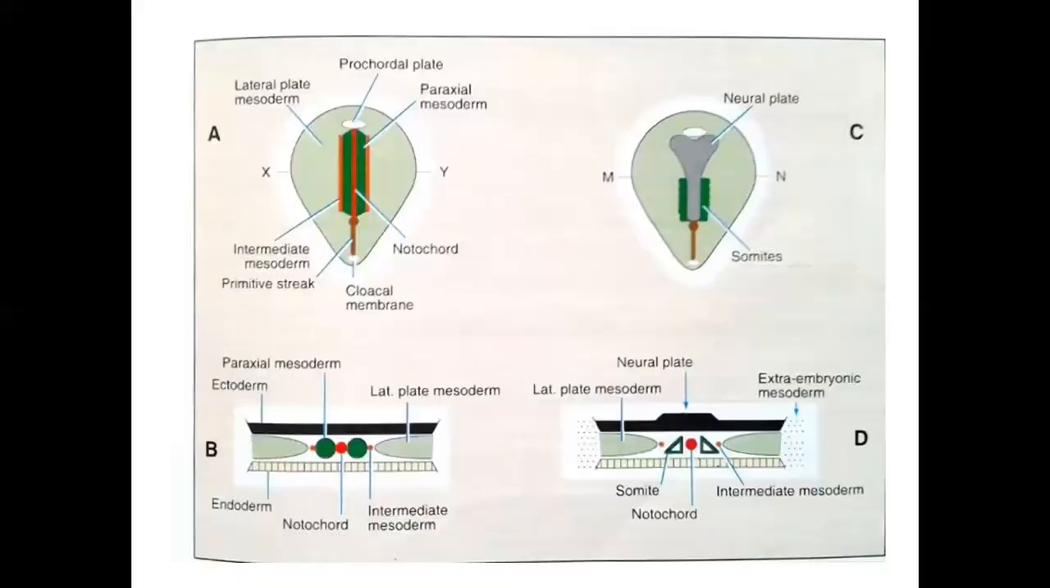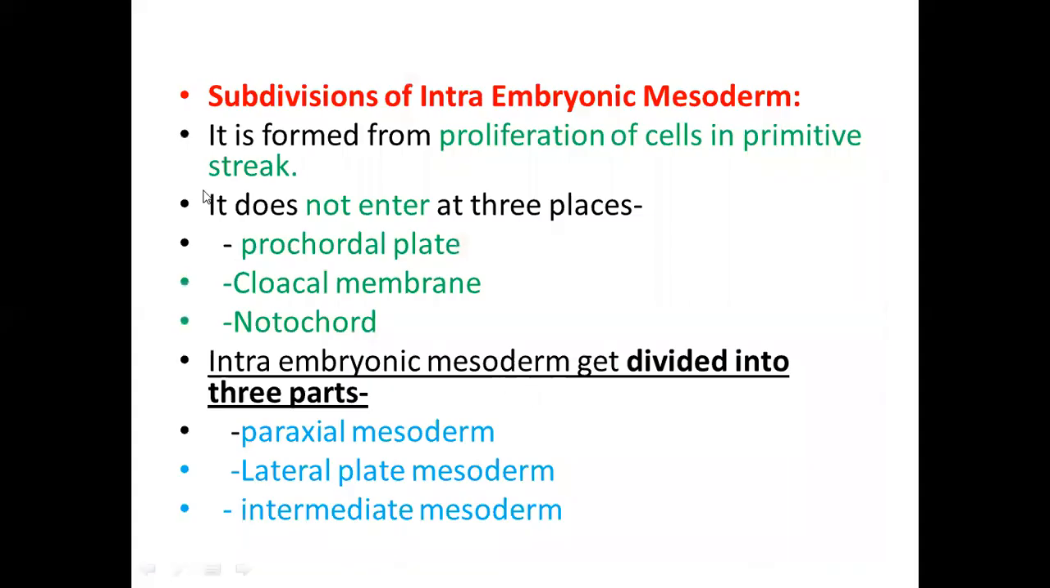So in the previous diagram we have seen how the intraembryonic mesoderm divides into three parts. That is given in the description: subdivisions of intraembryonic mesoderm. It is formed from the proliferation of cells in the primitive streak. We have seen in the previous lecture how the intraembryonic mesoderm is formed. It does not enter at three levels we have seen: anteriorly the prochordal plate, most caudally the cloacal membrane, and in between that is the notochord.